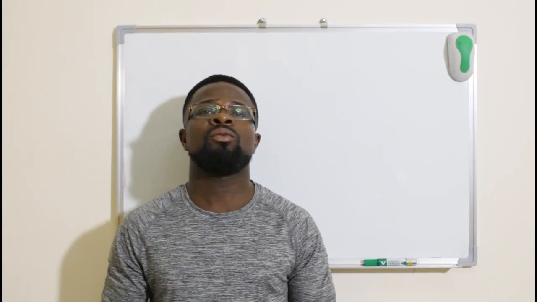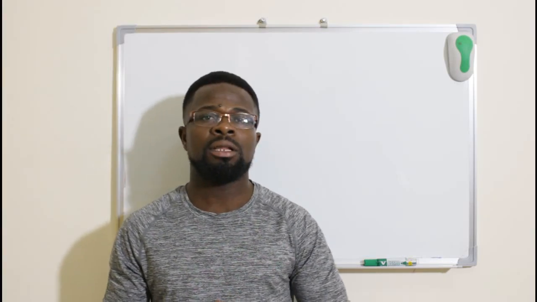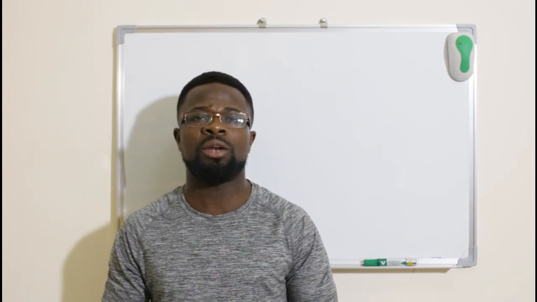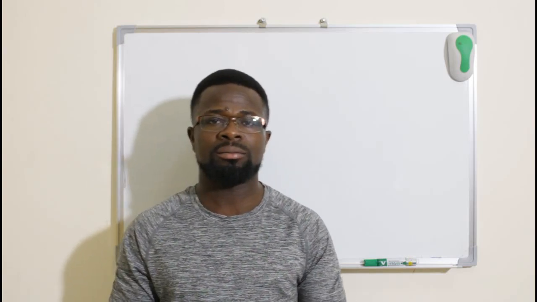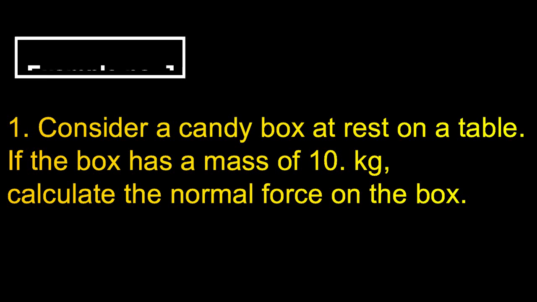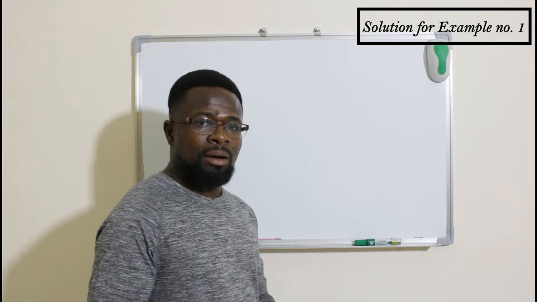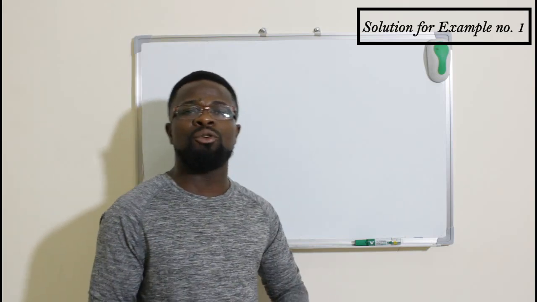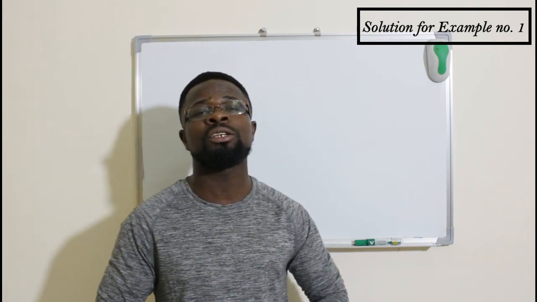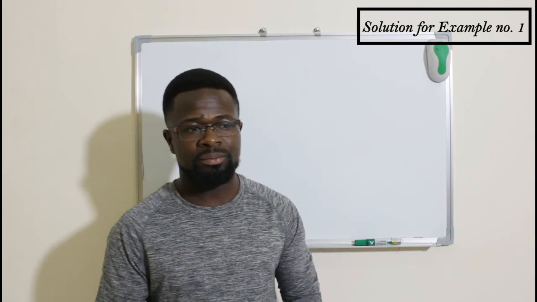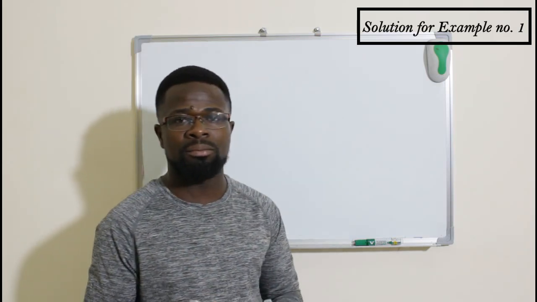Okay, right now let's begin with real calculations of the net force acting on an object. So let's begin with example number 1. Consider a candy box at rest on a table. If the box has a mass of 10 kg, calculate the normal force on the box. Okay, so let's find a solution to the problem right now. Each time we're solving this kind of problem, the first thing to do is to draw a free body diagram. So let me begin by drawing a free body diagram for this problem.